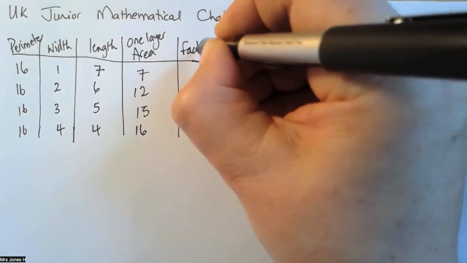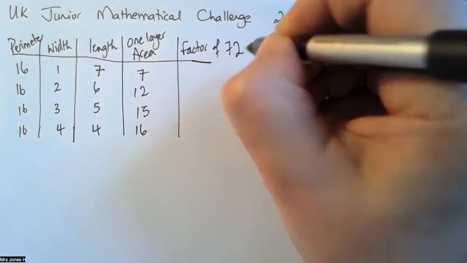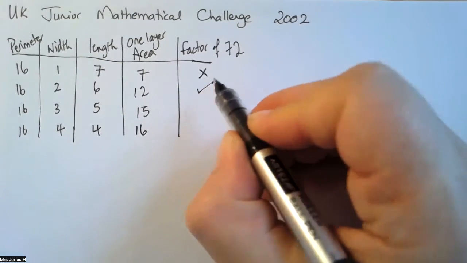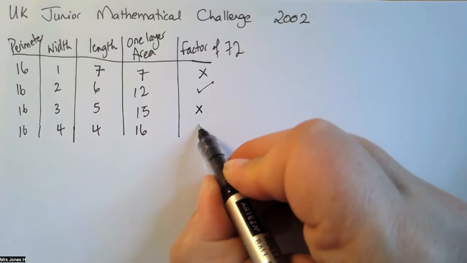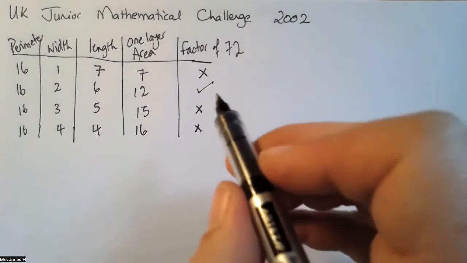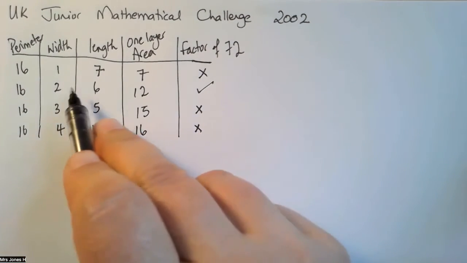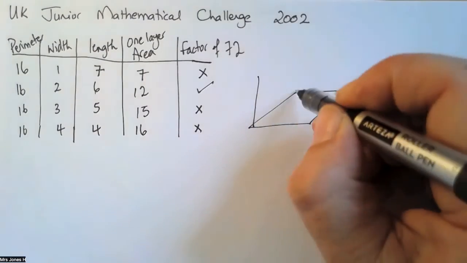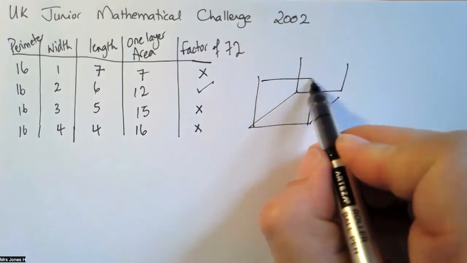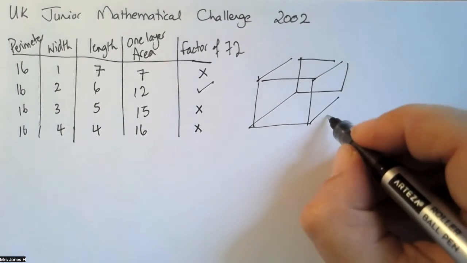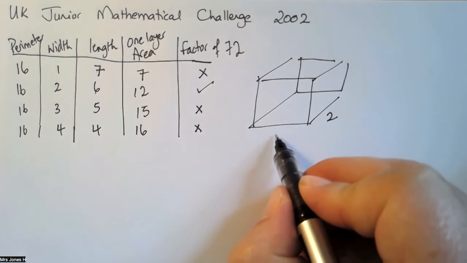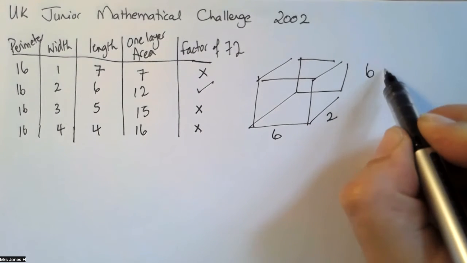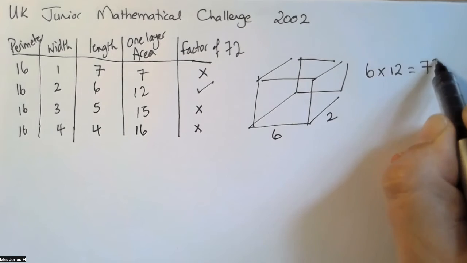So is this a factor of 72? Well, 7 isn't a factor, 12 is a factor, 15 is not a factor, 16 is not a factor. Therefore, we're looking at the area being 12. So we know if we're drawing a cuboid out, one of these dimensions is going to be 2, the other is going to be 6. We've got layers of 12, and 6 multiplied by 12 is 72.